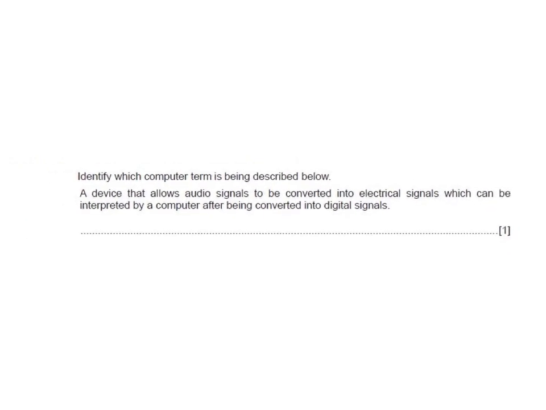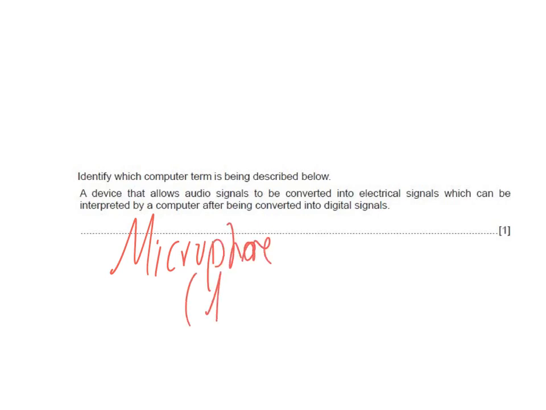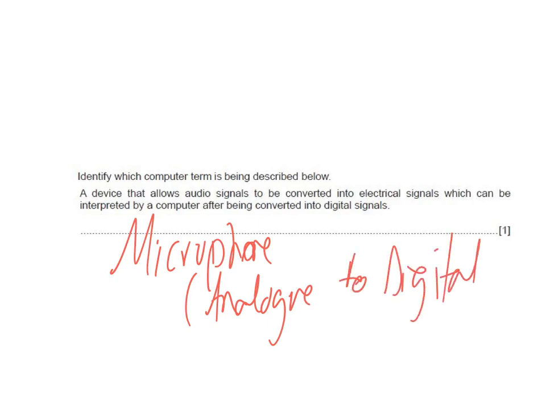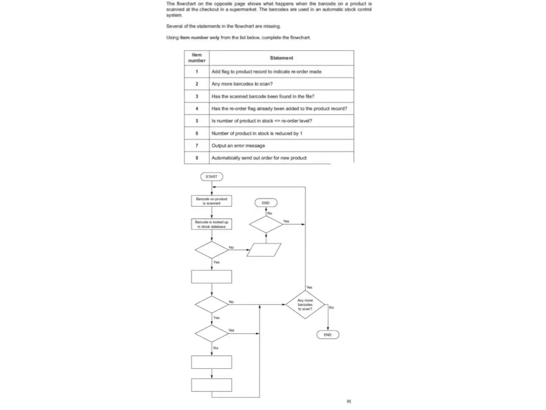Device that allows audio signals to be converted into electrical signals interpreted by a computer. So that's a microphone. But if you're concerned about whether it's asking for that, just write analog to digital converter, but it wants the name of the device. Just put it all down, and the marker's just going to look at microphone and mark it and move on.